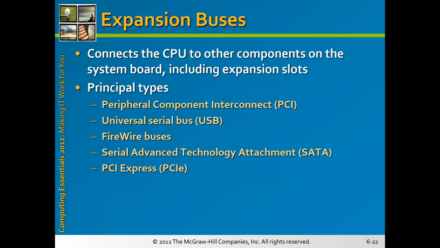SATA, that is Serial Advanced Technology Attachment, is the newest kind of bus. It is much faster than USB 2.0 and FireWire buses, and is now widely used to connect high-speed storage devices to the system board. PCIe, or PCI Express, widely used in many of today's most powerful computers, provides a single dedicated path for each connected device, now replacing the PCI bus.